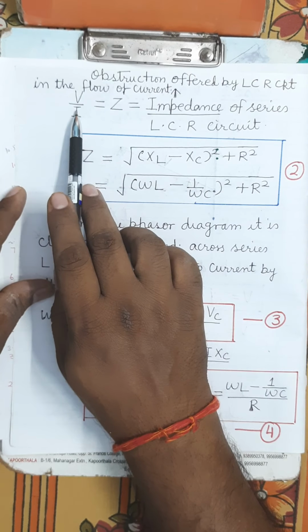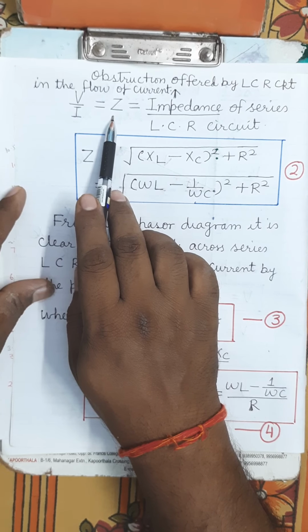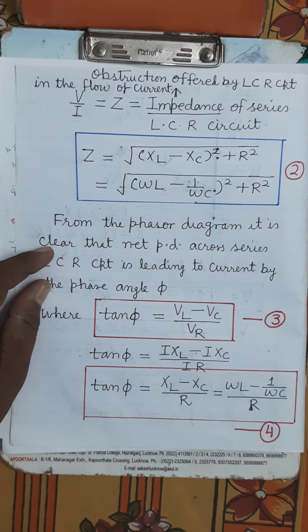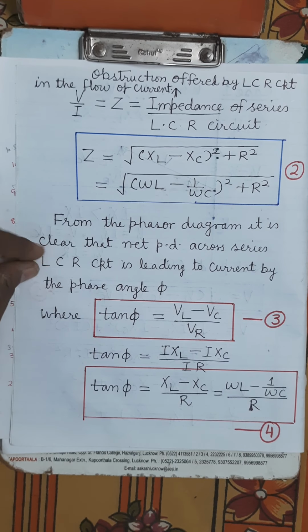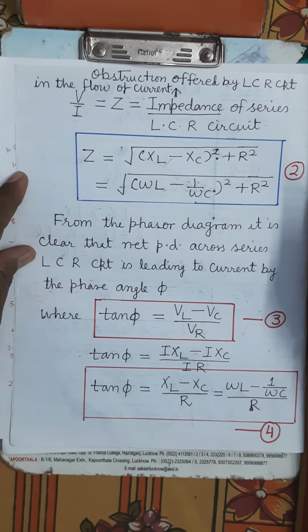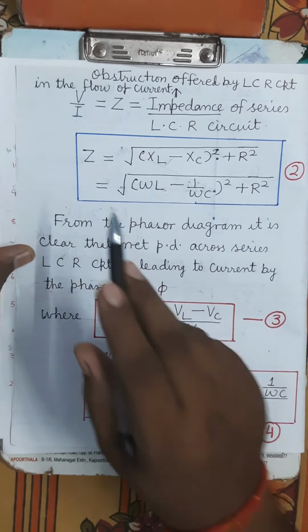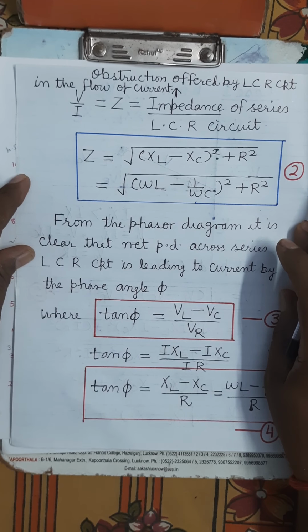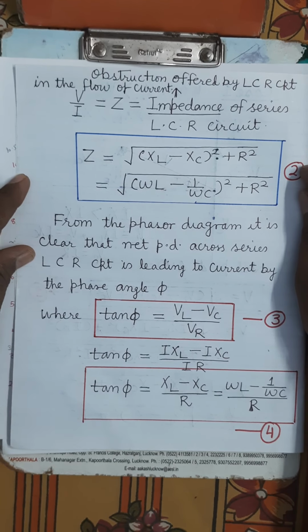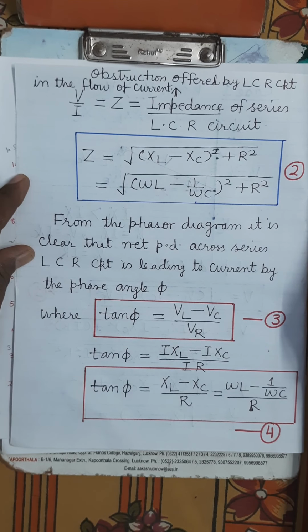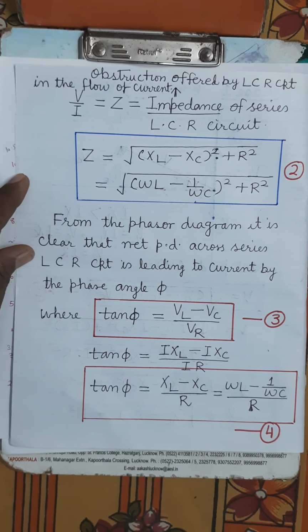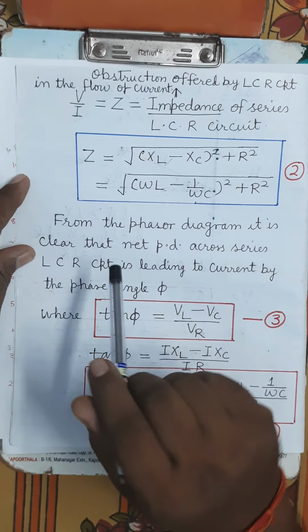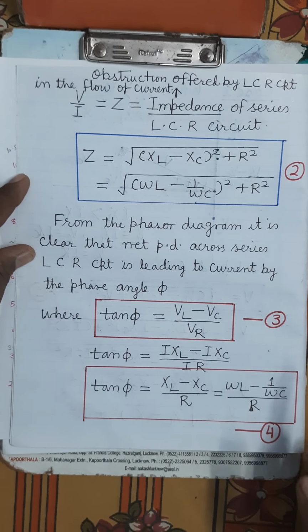So you can see here, what is V upon I? It is the impedance, that is impedance of the series LCR circuit. And what is impedance? It is the obstruction offered by the LCR circuit in the flow of current. So you can write Z equals square root of (XL minus XC) whole square plus R square. Now if you substitute the values of XL equals omega L, XC equals 1 upon omega C, so Z equals this.